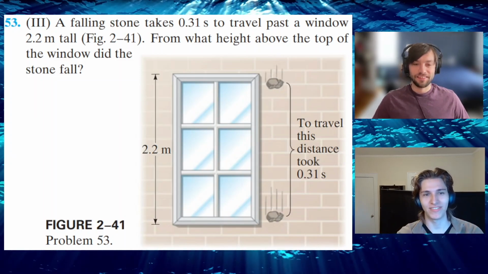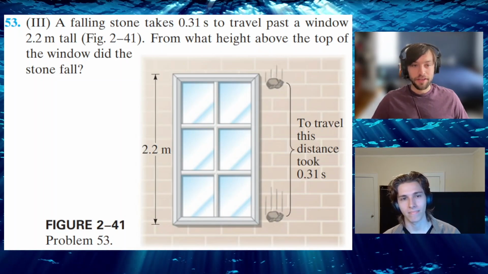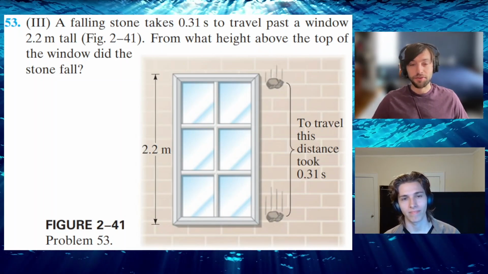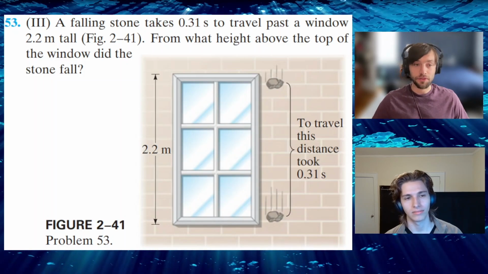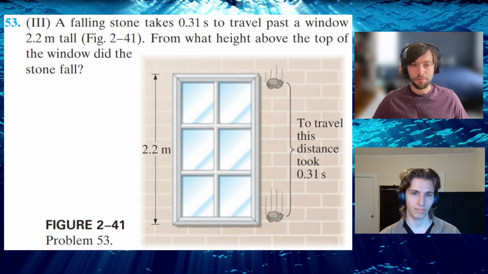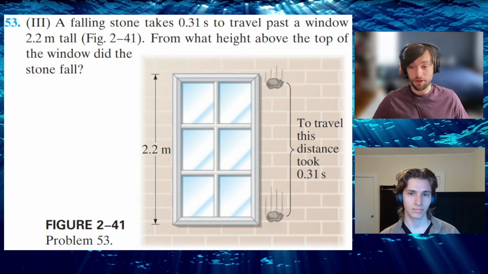Okay, can you read number 53? A falling stone takes 0.31 seconds to travel past a window 2.2 meters tall. From what height above the top of the window did the stone fall?